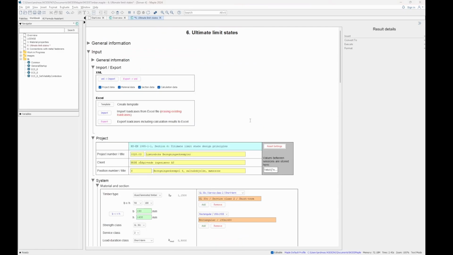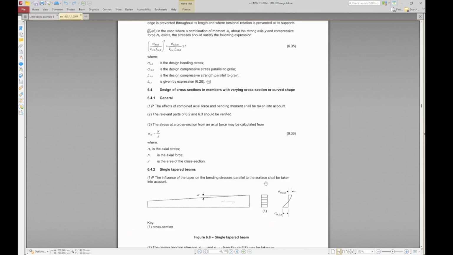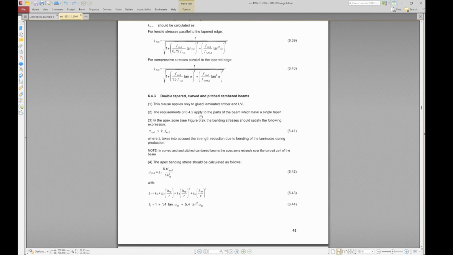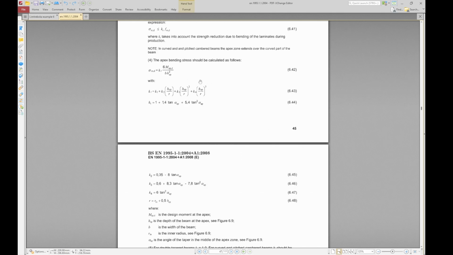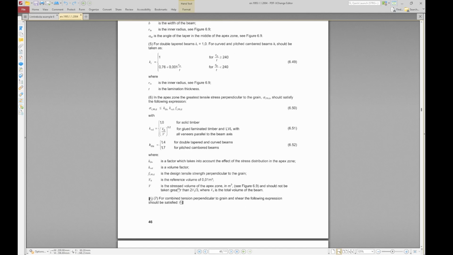How these checks are done is of course defined in the Eurocode, so you have everything here in 6.4.3, double tapered, curved and pitched cambered beams. You can check the results by yourself, of course.